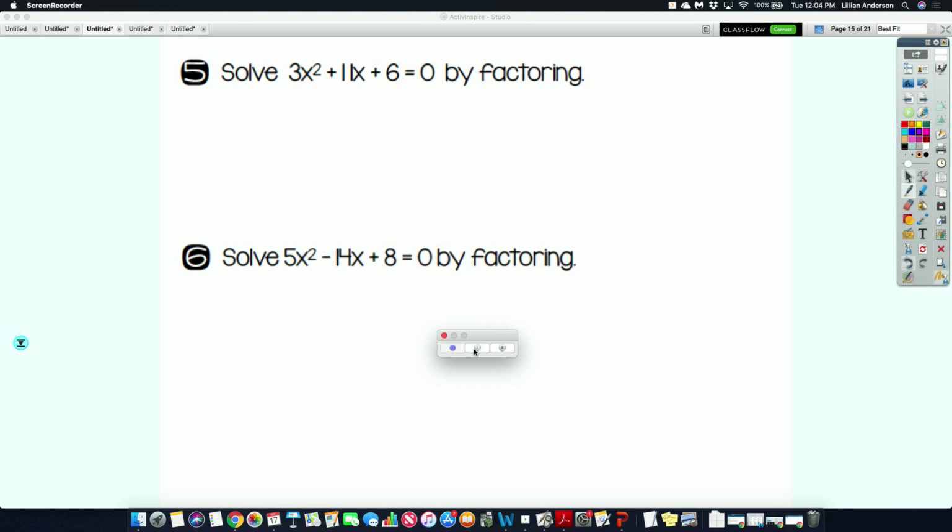So here, these two, I want to do both of these. I'm not going to do number 4 because number 4 is pretty simple. Okay? If you already did it, great. Let's concentrate on 5 and 6.